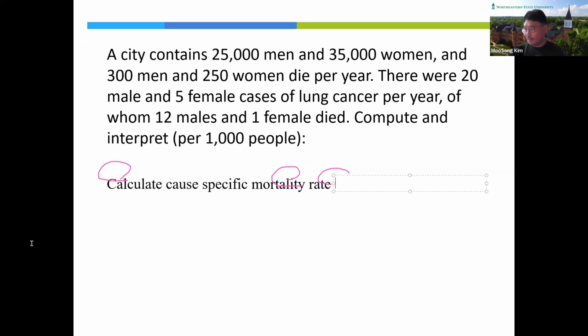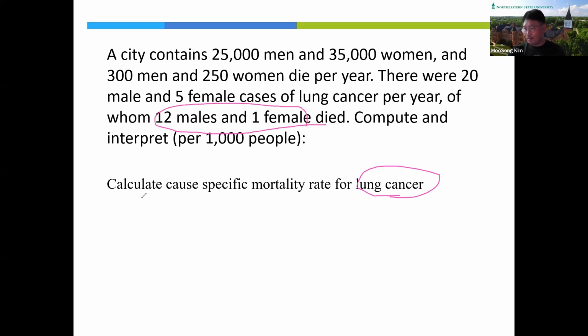Lung cancers. So we need to know the total number of deaths from all the diseases, right? No, from the lung cancer. How many people actually died from lung cancer? Here, there were 20 males and 5 females cases of lung cancer per year, of whom 12 males and 1 female died. So we need these numbers. So 13, right? Total number of deaths from lung cancer, 13.